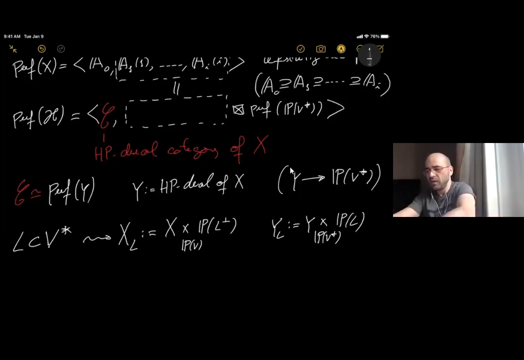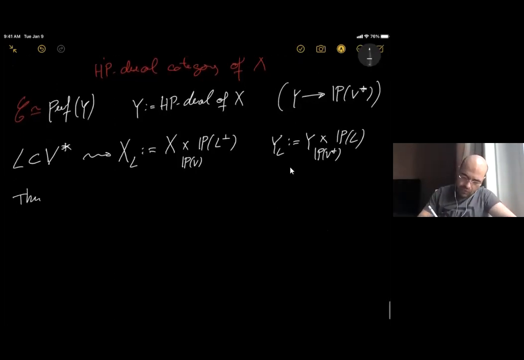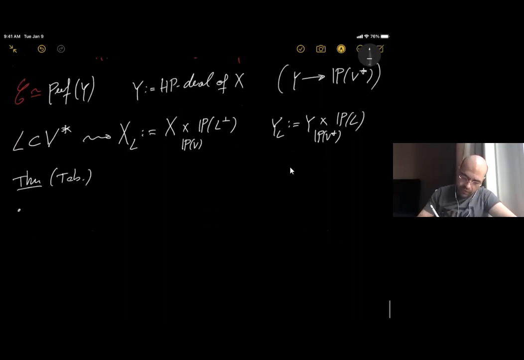So using this and using the previous results, we can say the following. Suppose that these linear sections are actually smooth.